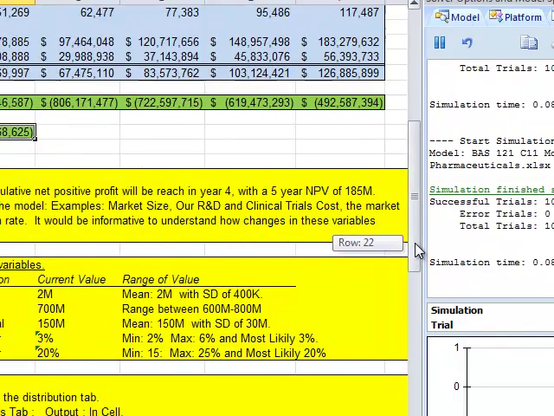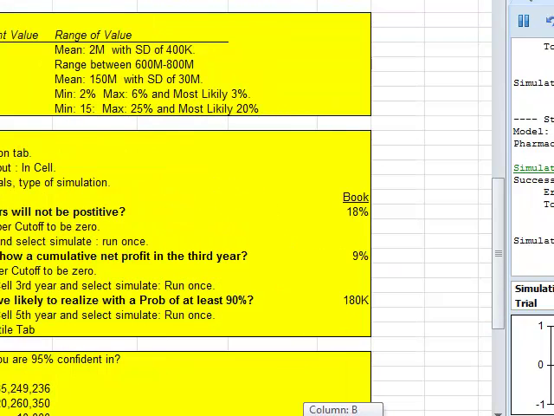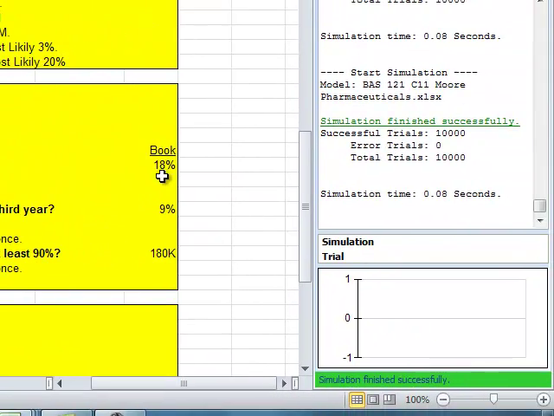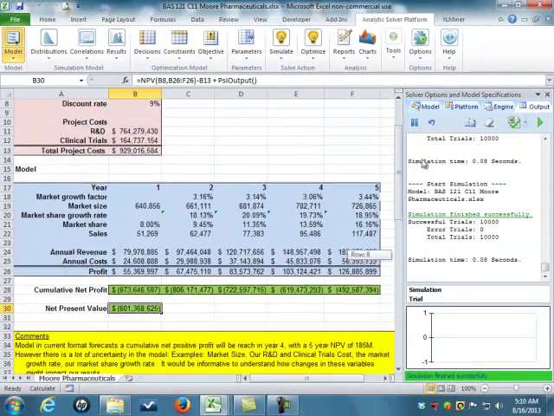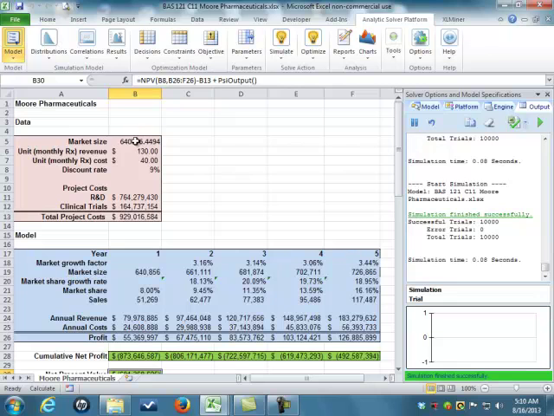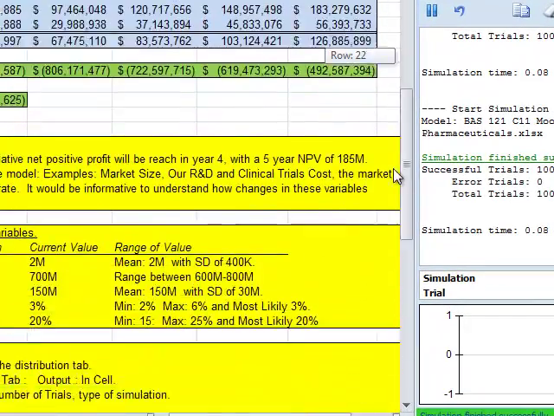So we've answered these three questions. What is the risk of the net present value? The book said 18. I think we got 20. The profitable after 3 years, I think we got 8 or 9. They got 8 or 9. The only big difference that we got was they got a 90% chance that they would make 180. We got quite a bit lower, in part because look what happened with our simulation. We got a very low market size when we ran our simulation.